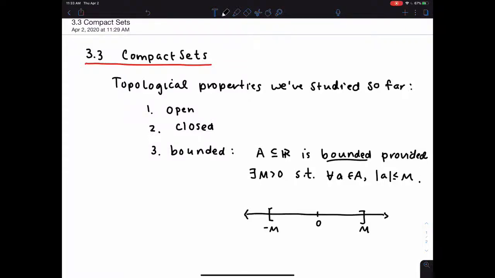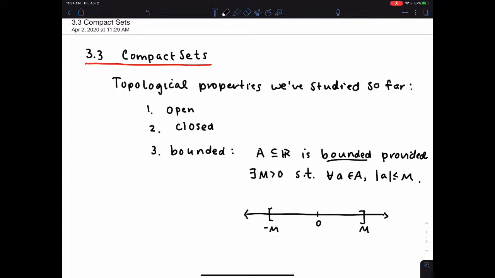So in section 3.3, we're going to be introducing a new topological property, and that's what it means for a set to be compact. So far, we've studied three topological properties. We've talked about open, closed, and bounded. Technically, we've only talked about bounded in the context of sequences, but a set being bounded is defined analogously.